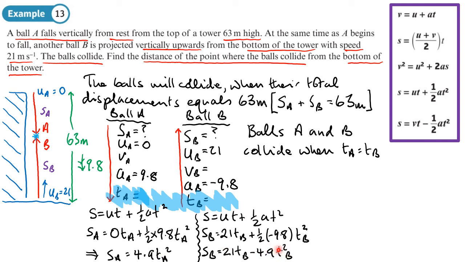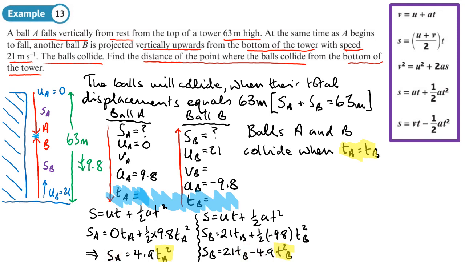I could, since the values of t are the same, make t the subject of one and substitute it into the other. What I'm actually going to do is say these values here, I can just use the same letter for both. So I'll just use t. We've said already TA equals TB when they collide. But I also know that the total displacement is 63 when they collide. So I know that this plus this equals 63.